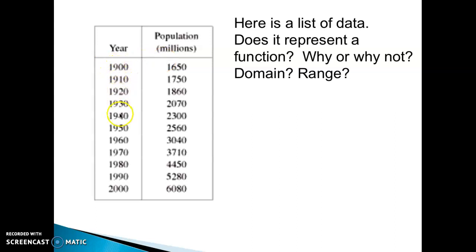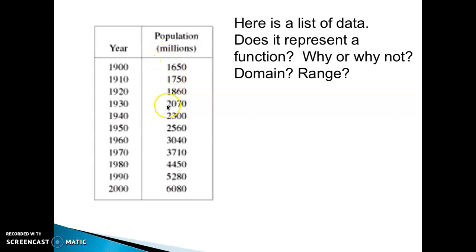My inputs here are the years. It looks like the years from 1900 to 2000. So my domain is from the year 1900 to the year 2000, incrementing by tens. My output is the population of something. It doesn't tell me what, maybe population of the world or whatever, in millions of people. And it looks like my range here goes from a low of 1650 to a high of 6080. It looks like it's increasing throughout.